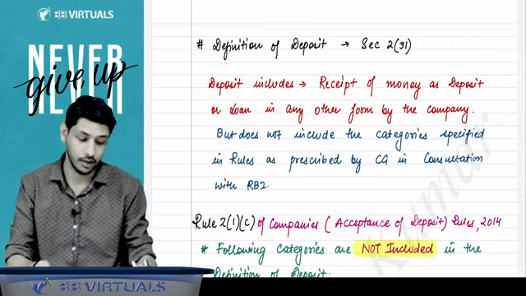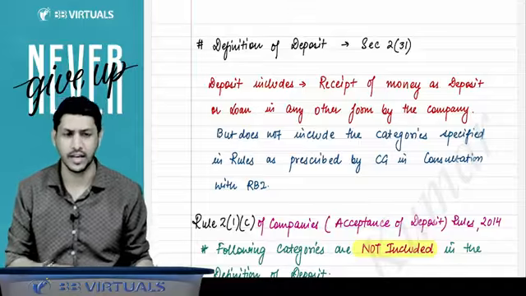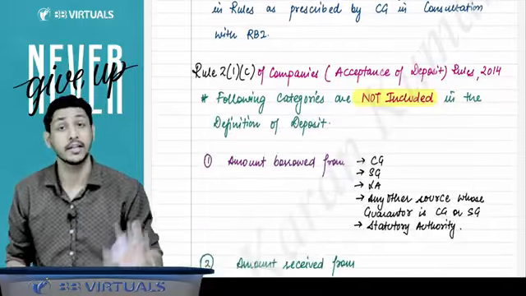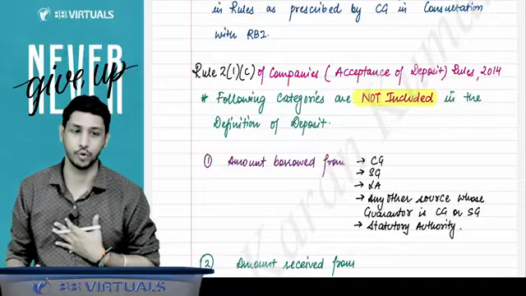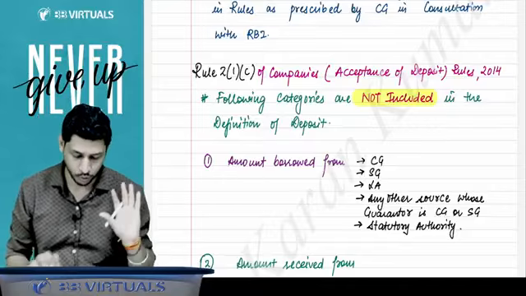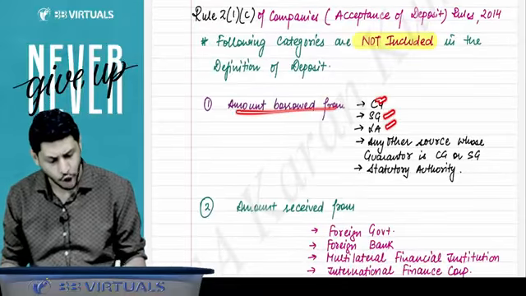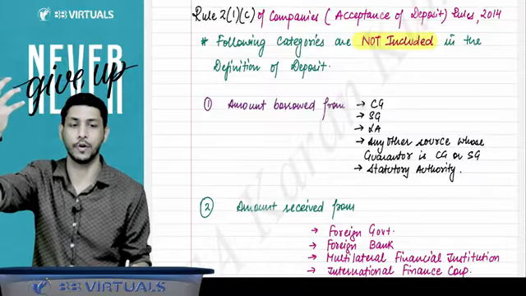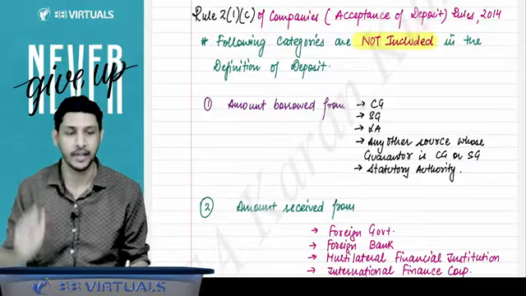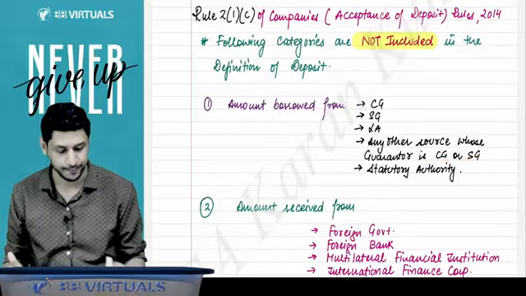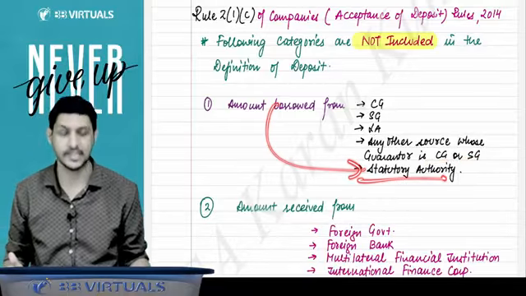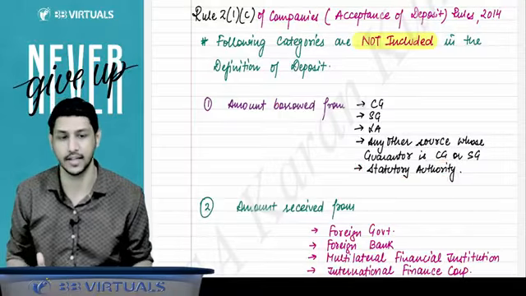So there is a very long list. There are some points which you have to cram. There are some logical points which I'll explain to you. So there are some points you have to cram, like amount borrowed from the central government, state government, local authority, or any other source. You can accept amount from any other source, but the guarantor is the central government, state government. Or if you have borrowed the amount from a statutory authority, that is not considered as a deposit.